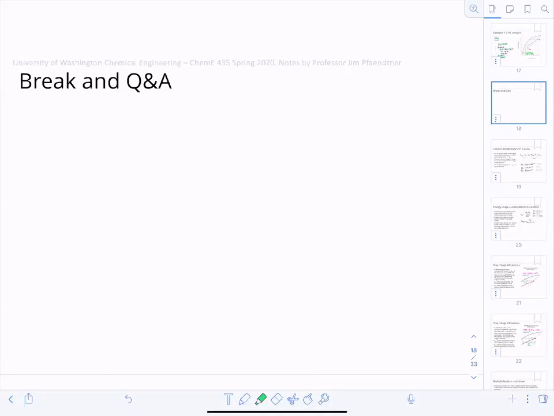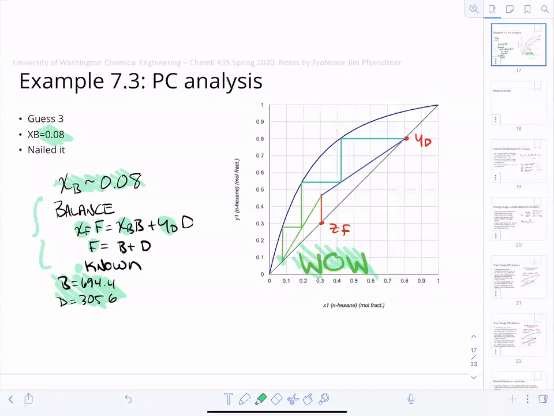Okay, I've got 12:44 on my clock, a couple questions about the problem, and then we will move on. So the first question is an interesting one. Is there any way to find XB, the bottoms product composition, without using the assumption of the optimum feed stage? And you'll remember that that means when we're using the optimum feed stage, we switch the operating line that we're using at the feed stage.